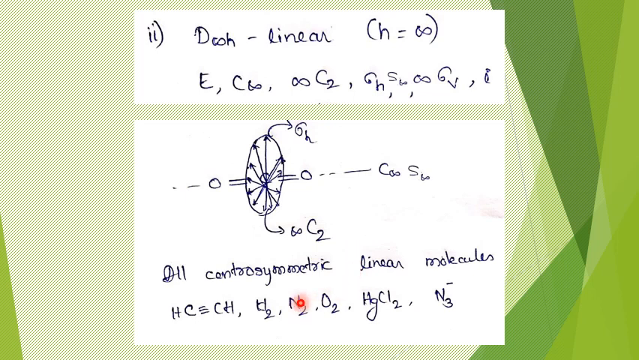And one very important point: a linear molecule which is centrosymmetric will be D infinity h. A linear molecule which is non-centrosymmetric will be C infinity v. So when we have a linear molecule, there are only two possibilities, either C infinity v or D infinity h. If it is centrosymmetric, then definitely it will be D infinity h.